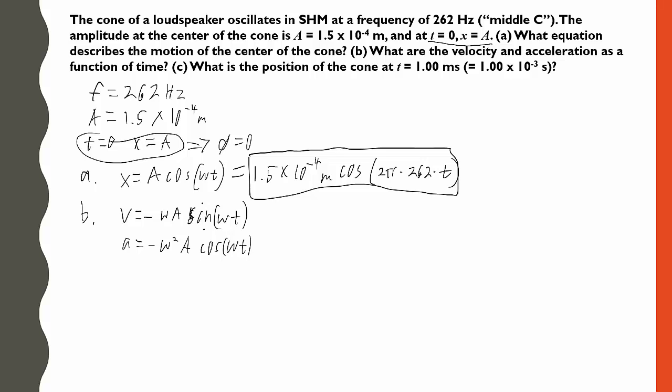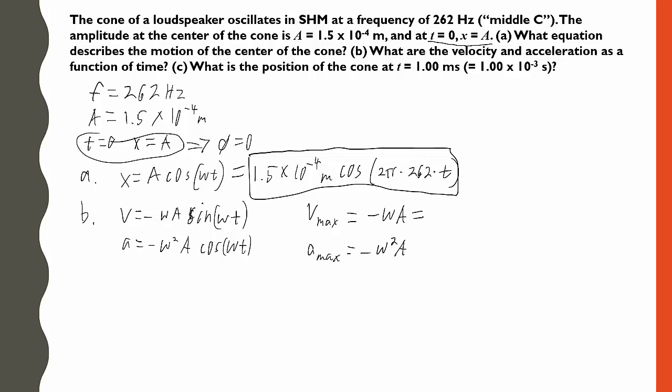Oh, I forgot to point out earlier that if you want the maximum velocity, that occurs when the sine part of your equation is equal to 1. So the maximum velocity you'll get is negative omega times your amplitude. And if you're just interested in the magnitude of it, then you can forget about the negative. And the maximum acceleration is going to occur when the cosine function is equal to 1. And so you'll just get negative omega squared A.